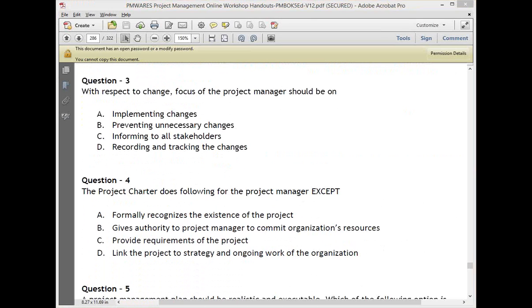I agree with you in general that informing the stakeholders about what is happening in the project is an important thing, and communication is a very important part. But with respect to change, I will say the first primary thing the person should do is try to prevent the changes which are not required or which are not adding value to the project. With respect to change, in general in a project, I agree that informing the stakeholders is one of the important things.